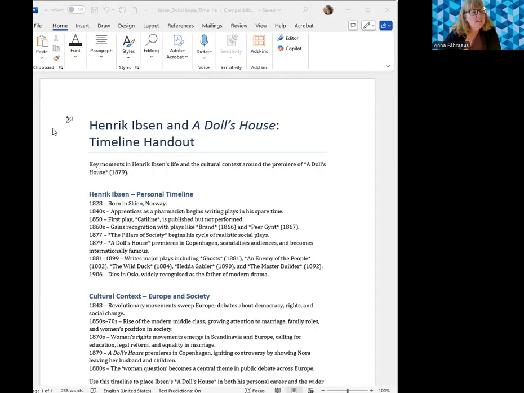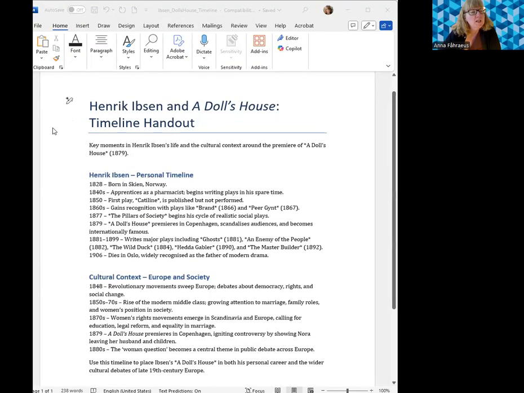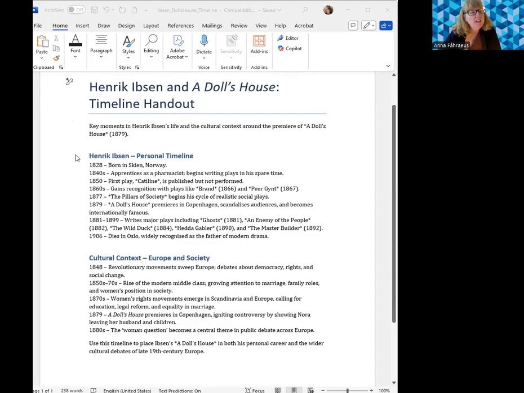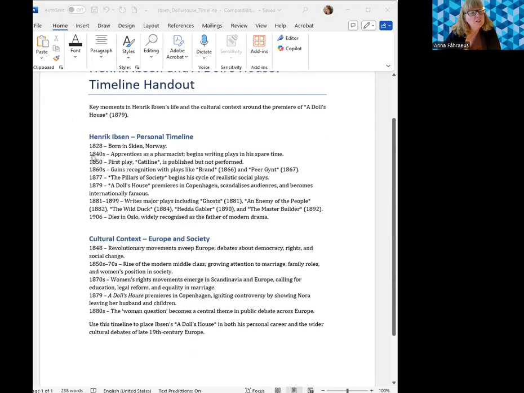All right, I think now you can see this handout, which says Henrik Ibsen and A Doll's House, a timeline. Here you have details about Henrik Ibsen and his life, and you will see again that he was born in 1828 and died in 1906, and that he wrote A Doll's House in 1879, and that's when it premiered.